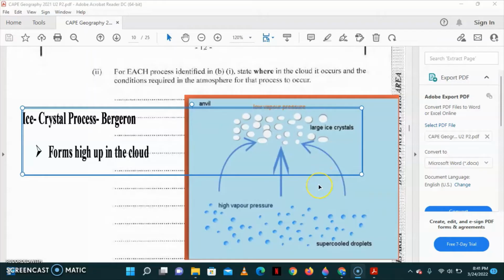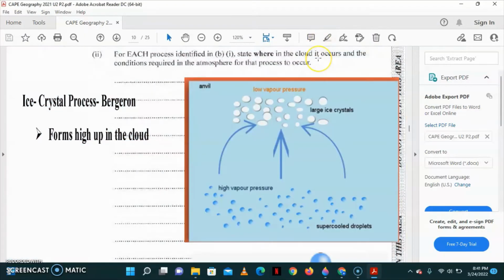Now, Part 2 to the question asks that for each process identified in B1 above, state where in the cloud it occurs and the condition required in the atmosphere for that process to occur. Now, the picture here is showing you how the ice crystal process occurs. Ice crystals form high up in the cold clouds given that ice nuclei are present. Now, there must be the coexistence of water vapor, liquid cloud droplets, and ice crystals.